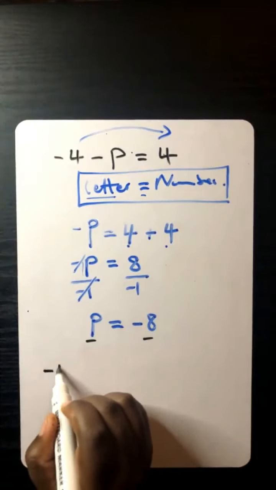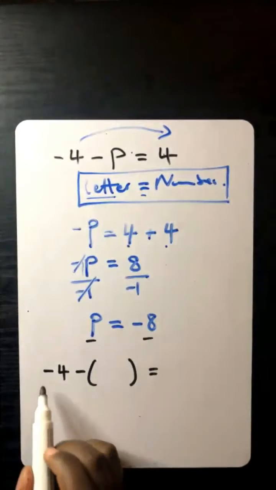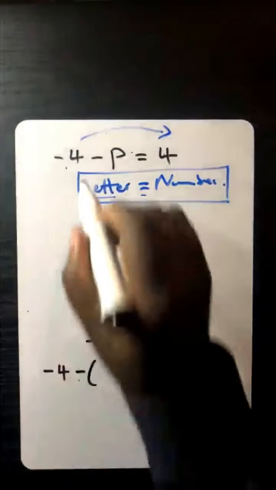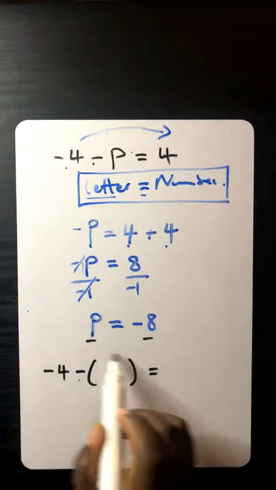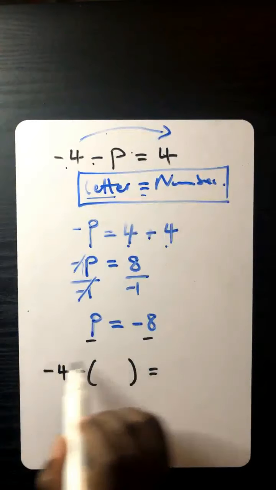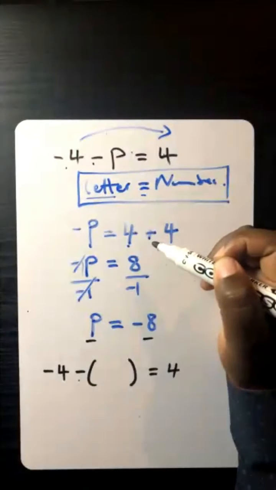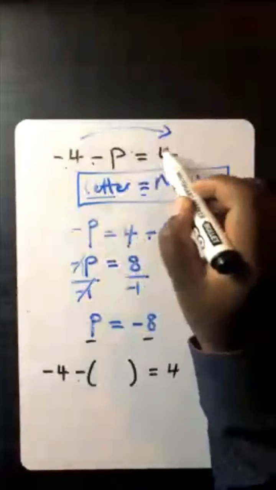For you to prove, you must say on the original equation, negative 4, which is that one there, minus, which is one there, a P value. When you punch the whole of this, it has to give you 4, because on the original equation, they are simply saying what number, when you say negative 4 minus that number, will be equal to 4.